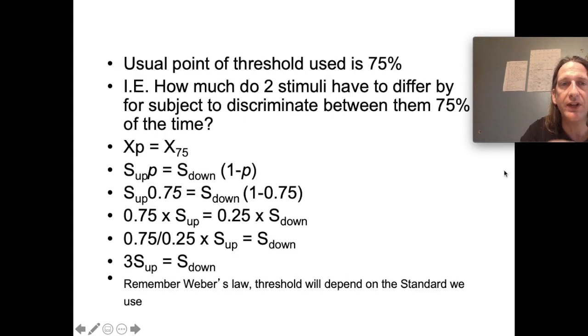But we're interested in something else. Usually we determine difference thresholds at the level of 75%. So we're trying to find out how much two stimuli have to differ by for the subject to discriminate between them 75% of the time. So our XP is 75, okay? That's what we're trying to find.